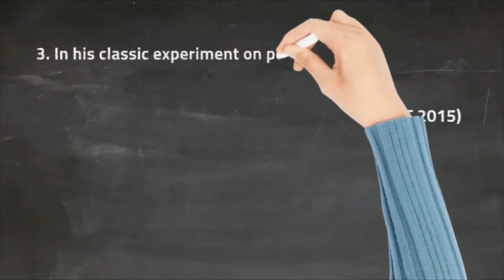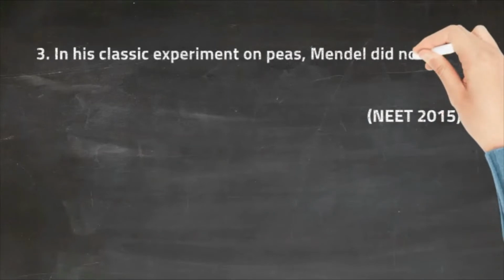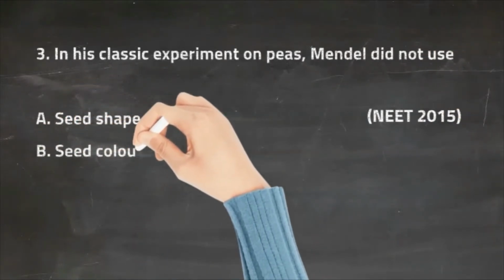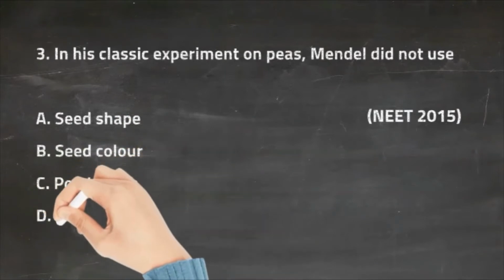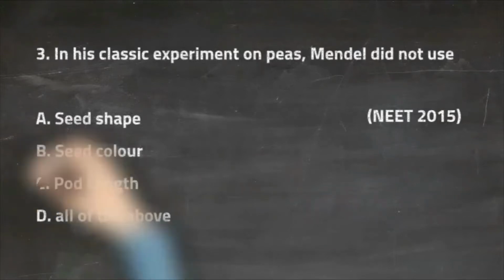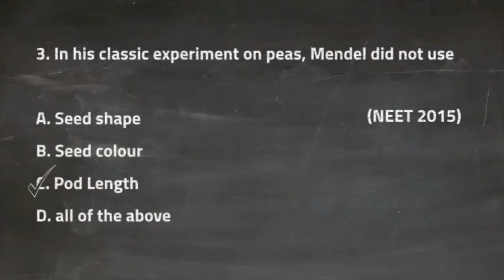The third question is: in his classic experiment on peas, Mendel did not use, the first option is seed shape, the second option is seed color, the third option is pod length, and the last option is all of the above. So the right answer for this question is option C, that is pod length.